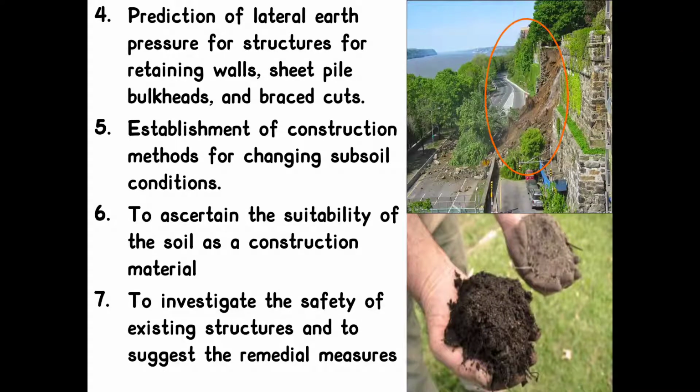To ascertain the suitability of the soil as a construction material, you will be doing a number of tests in the field as well as a number of tests in the laboratory. From these you can obtain the properties of the soil, for example, the maximum dry density, the optimum moisture content, the plasticity index, etc. Then, to investigate the safety of existing structures and to suggest remedial measures: because of limit of land in urban areas, new construction has to be done very close to the existing structures. Therefore, the safety of these existing structures should be prioritized before starting any new construction.